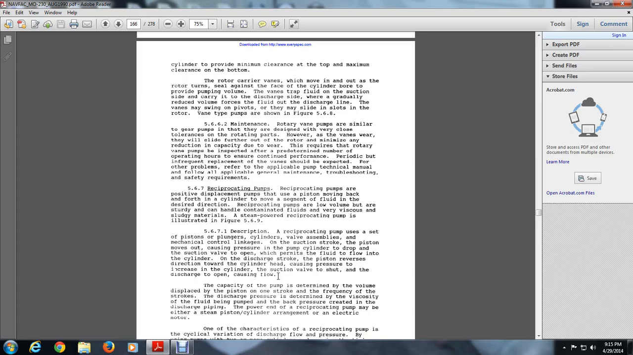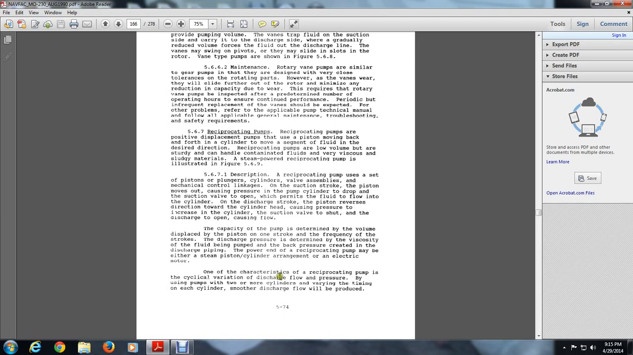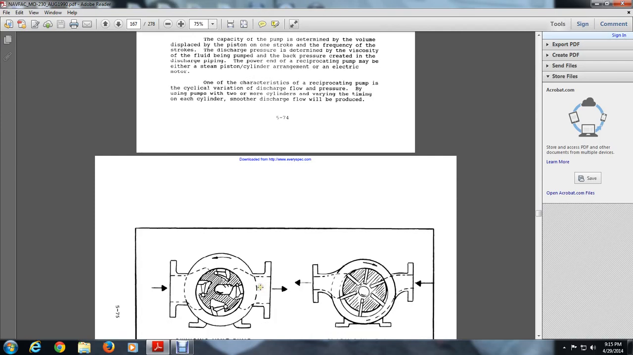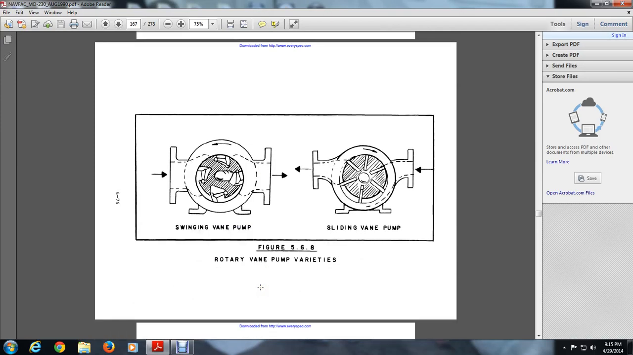The pressure created in the discharge piping depends on the pump's power end. The power end of the reciprocating pump may be either a steam piston cylinder arrangement or an electrical motor. Another characteristic of the reciprocating pump is the variation in discharge flow and pressure. Using pumps with more cylinders, with the timing of each cylinder varied, produces a smoother discharge.